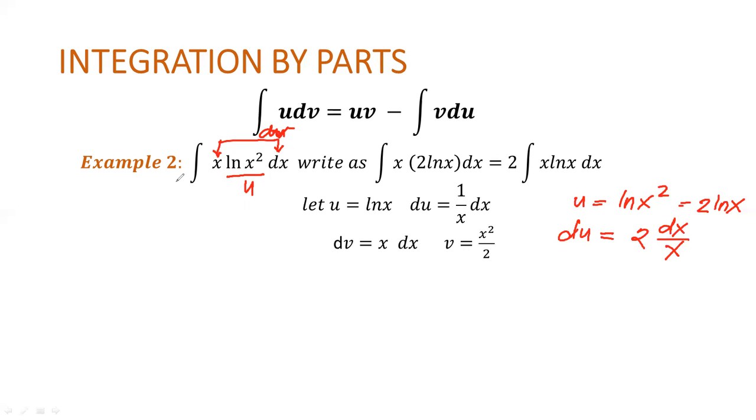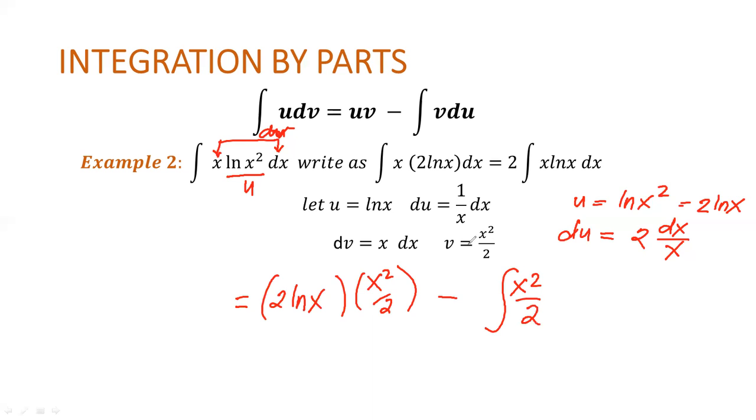If you use the uv minus integral of v du process, the resulting expression on top is, so you have u and the v. My u is 2 ln of x and the v is x squared over 2. This is my v and this is my u, minus the integral of v, which is x squared over 2, v du, which is dx over x.